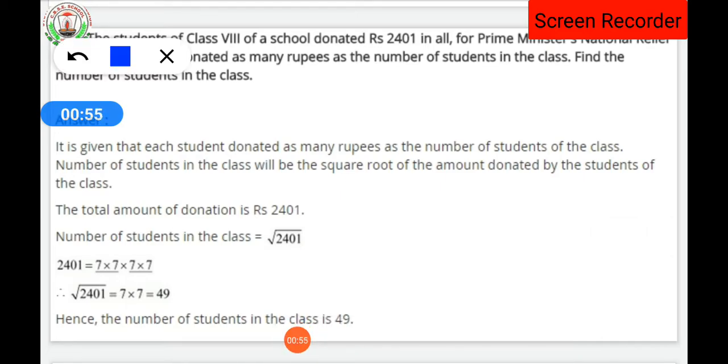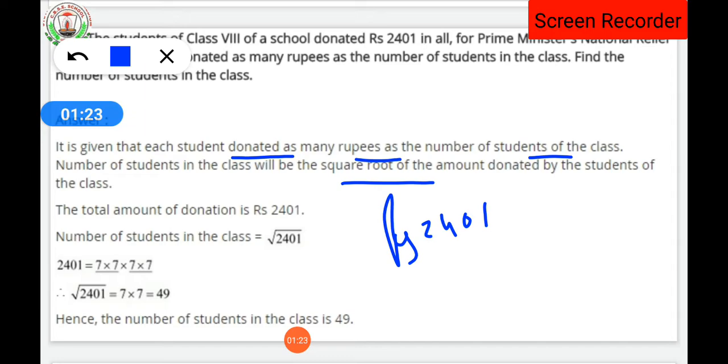It is given that each student donated as many rupees as the number of students in the class. That means the number of students will be equal to the donation money. So the number of students in the class will be the square root of the amount donated. So here we are going to find the square root of the number 2401. What is the number 2401? It is the donation amount, isn't it? This much amount the students donated to the Prime Minister Relief Fund.